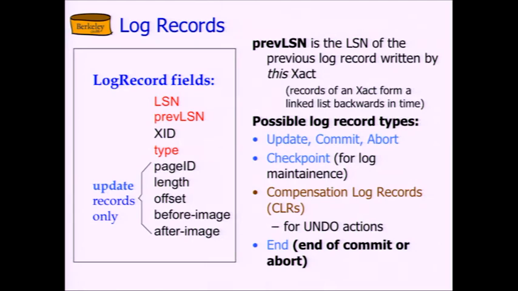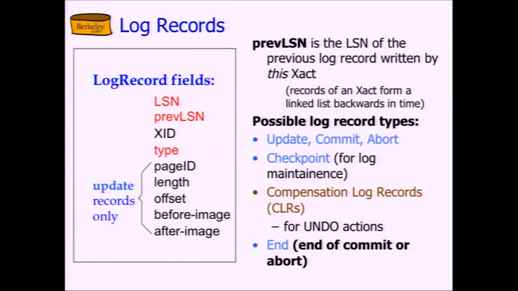But other kinds of log records we might have are commit, which is just a log record that says this transaction commits. Abort. Okay. We're going to have a special kind of log record called checkpoint, which we'll talk about in a bit for log maintenance. And then we'll have these funky things called compensation log records, which we'll see in a minute as well, to help us with undo. And then, in addition to commit and abort, we'll also have end.